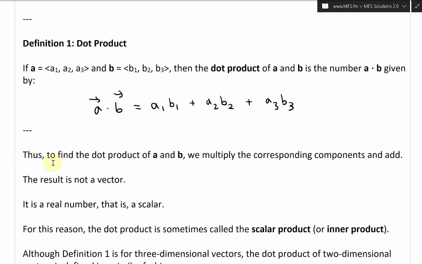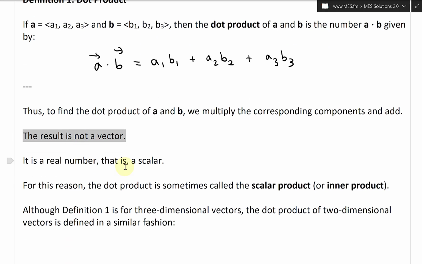All right, so thus, to find the dot product of A and B, we multiply the corresponding components, as we did over here, and then we add them all together. And again, as stated earlier, the result is not a vector. It is a real number, that is a scalar. For this reason, the dot product is sometimes called the scalar product or inner product.